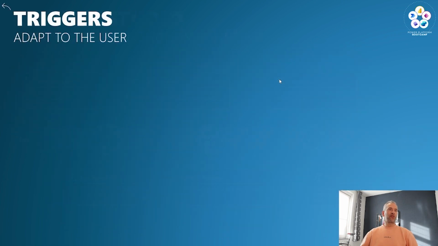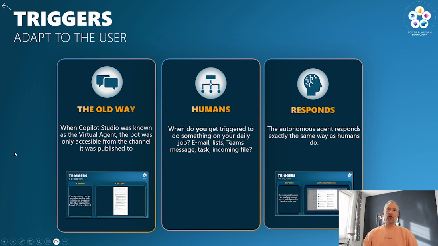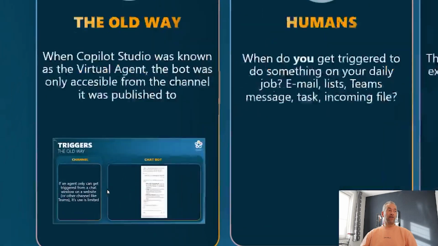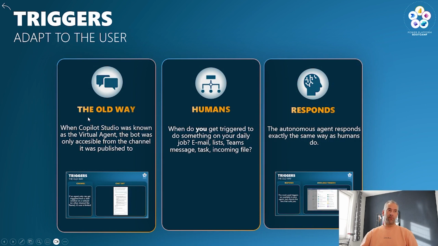And then we got the triggers. Because in the old way, when Copilot Studio was known as Power Virtual Agents, it was a chatbot. It was only accessible from the channel where you published it. And in 99% of the cases, it was published on your own website. And there you could use the chatbot. That was the only trigger that you could use to wake up the chatbot.